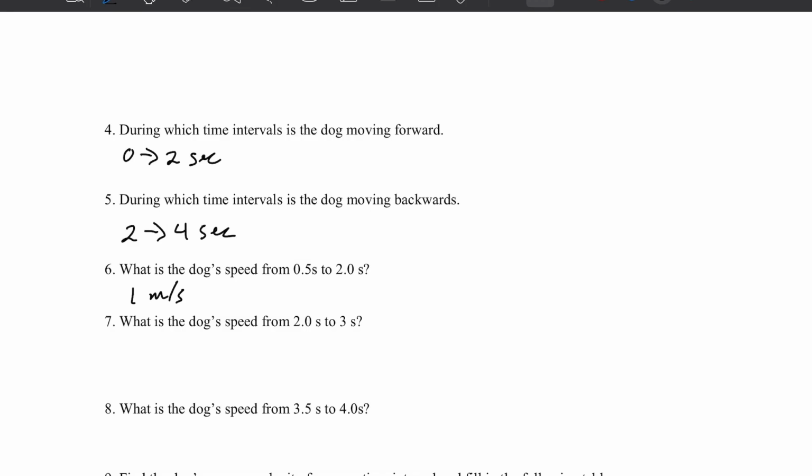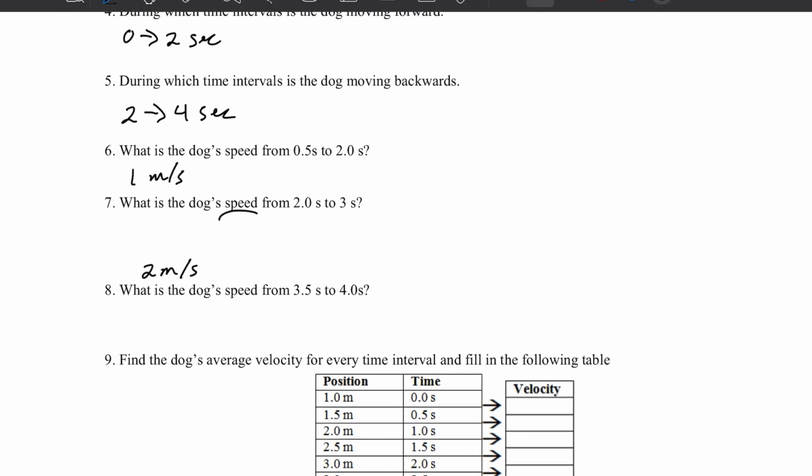What is the dog's speed? Now, speed is the same as velocity, it just doesn't matter with the plus or minus, but it was 1 meter per second. And what is the dog's speed from 2 to 3 seconds? Well, we want to say -2 meters per second, but it did say speed, so we drop the negative, and we can go ahead and erase that negative off of there and just apply the 2 meters per second. What is the dog's speed from 3.5 to 4 seconds? Well, from 2 to 4, it was 2 meters per second as far as speed. So from 3.5 to 4, it is still 2 meters per second.